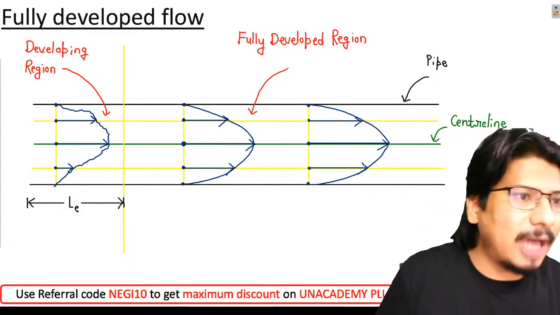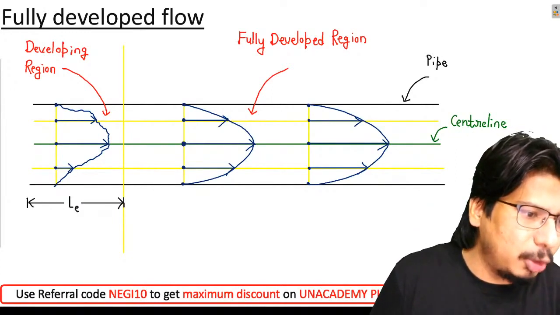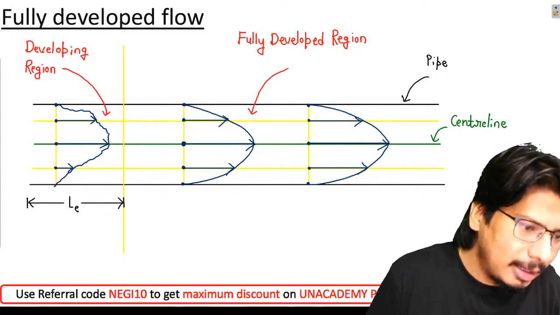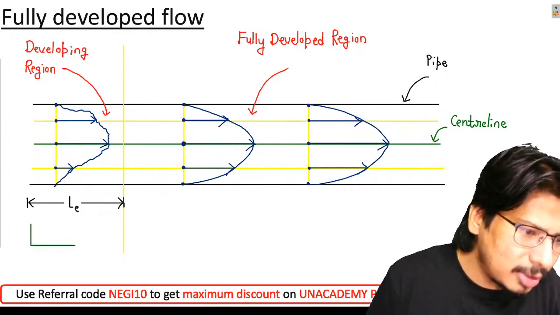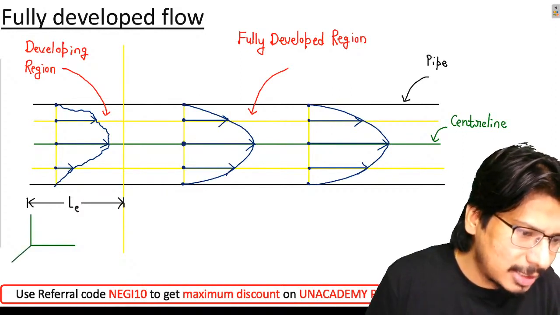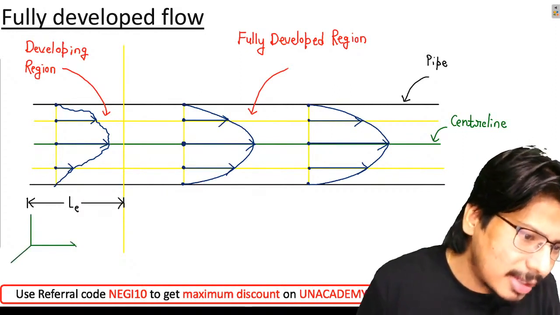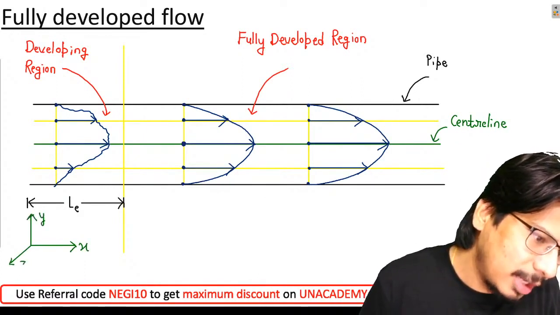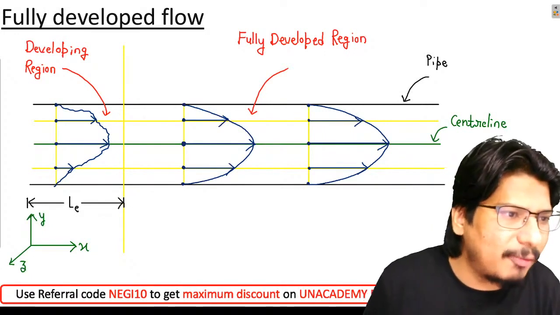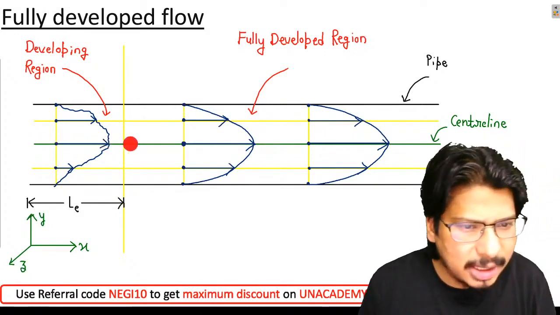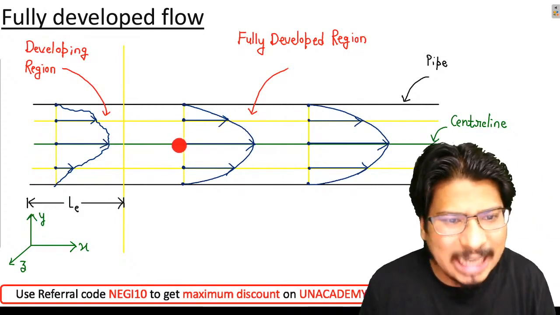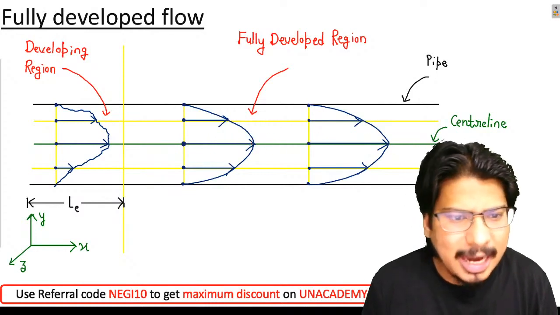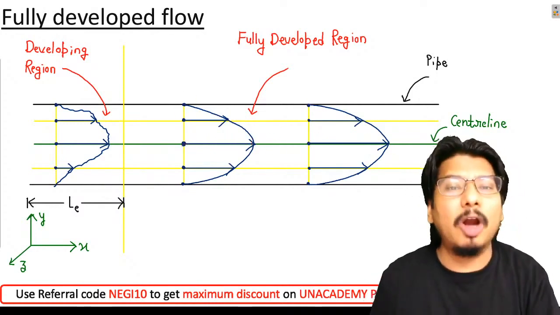Let me show you the directions once, then it will be more clear to you. Let us suppose this is the x direction, this is the y direction, and this is the z direction. If the flow is taking place in the x direction, then in the fully developed region, the fluid particle will be moving in the x direction only. It cannot move in the y direction or the z direction.